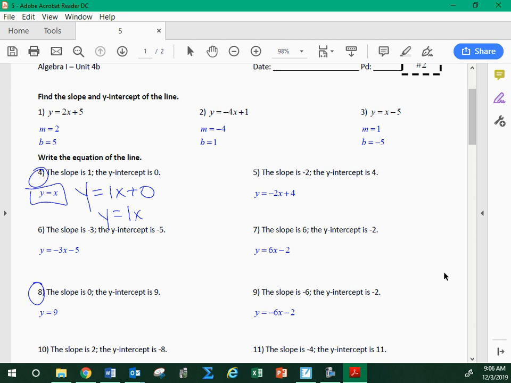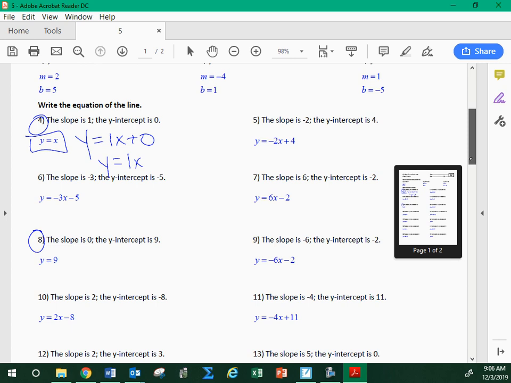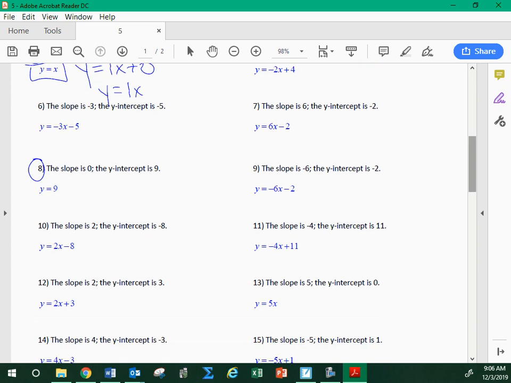So when we have the one in front, 1x is the same thing as x. Now for number 8 here, it says the slope is 0, the y-intercept is 9. So when we write that one out, that would be 0x plus 9. Now 0 times anything is just 0, and 0 plus 9 is just 9. So do simplify that down when you're able to. You don't have to put that in, unless they ask for it, and they probably wouldn't.